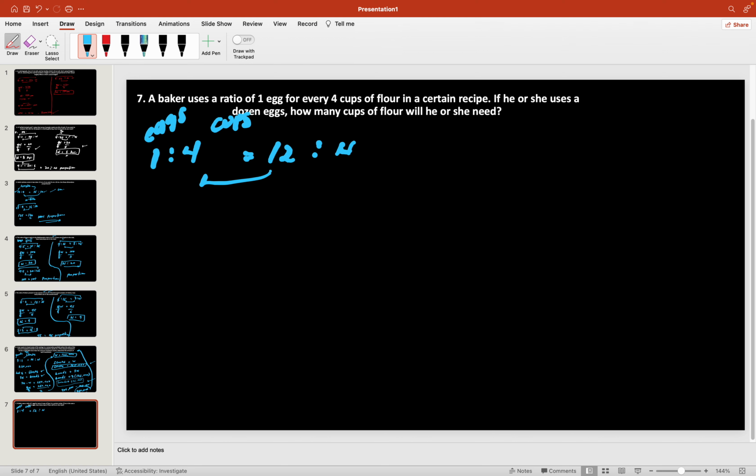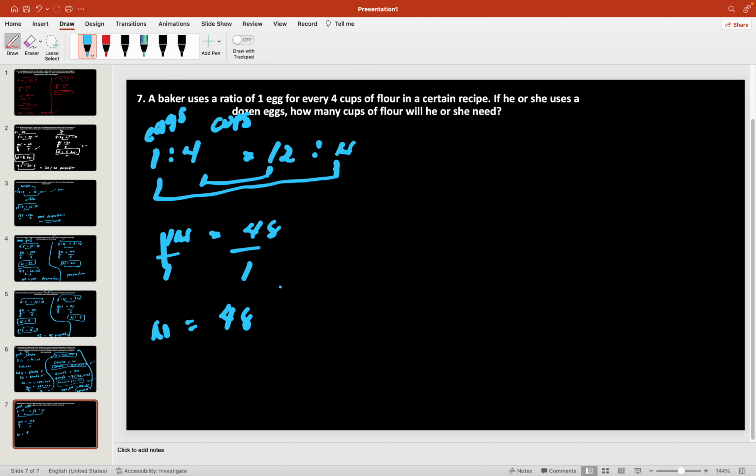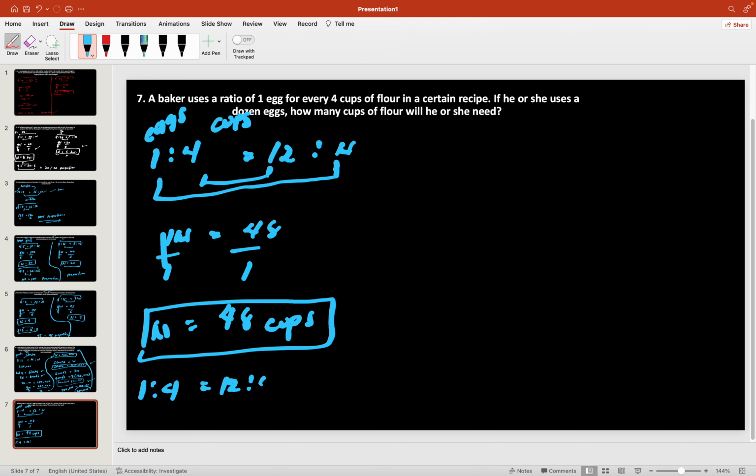Okay, so multiply lang natin. We have the means and the extremes. So we have 1n is equal to 12 times 4 is equal to 48. Then to eliminate 1, divide both sides by 1. Cancelled out si 1, and now n is 48 divided by 1 is equal to 48. So she'll be needing 48 cups of flour. So check natin kung tama. We have 1:4 is equal to 12:48. 4 times 12 is equal to 48. And then 1 times 48 is equal to 48, which means they are proportion.